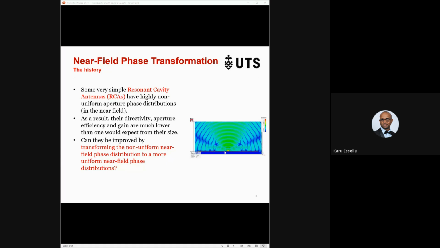So what I wanted to try in those days is to answer this question: can they be improved by transforming this non-uniform near field phase distribution to a more uniform near field phase distribution and get more directivity, using some sort of a near field phase transformer? That was the research question.